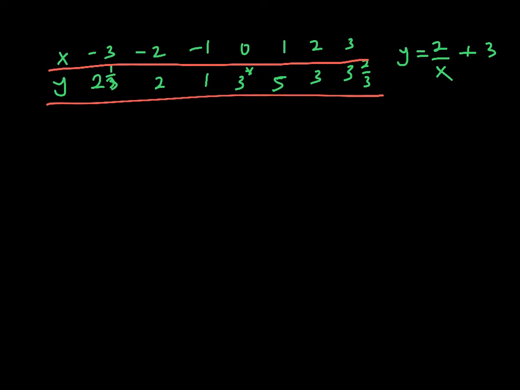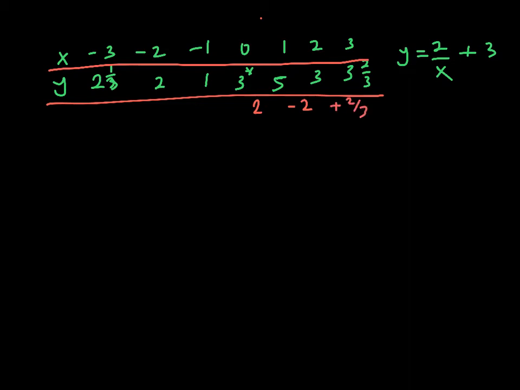So let's assume that 2 over 0 is 0, but we know that it's undefined, isn't it? So that gives us a value of 3. So if you go from 0 to 1, that is a difference of 2, right? From 3 to 5, that's a difference of 2. Then from 5 to 3, there's a difference of -2.